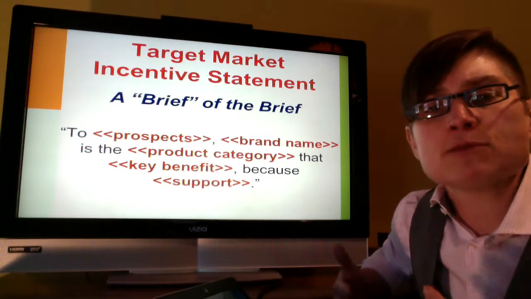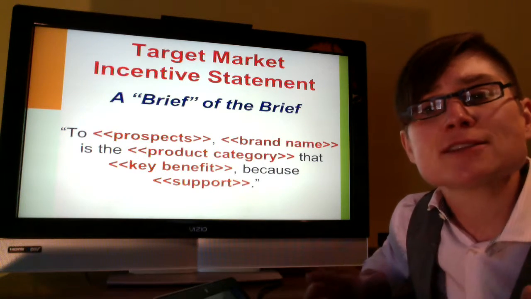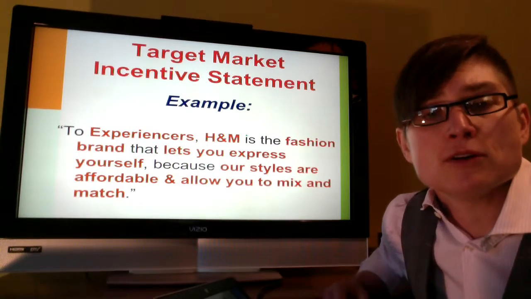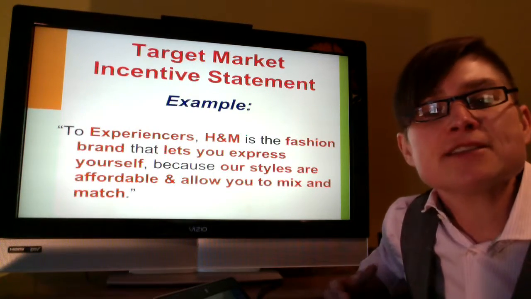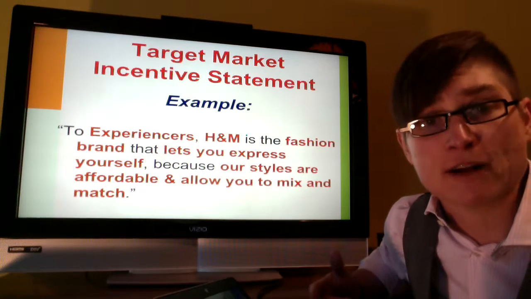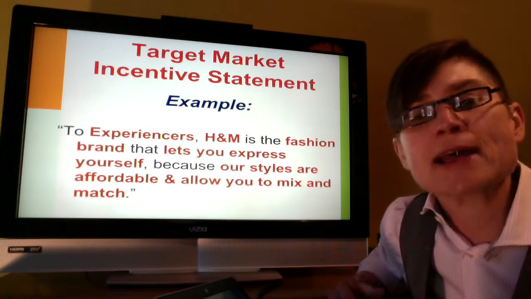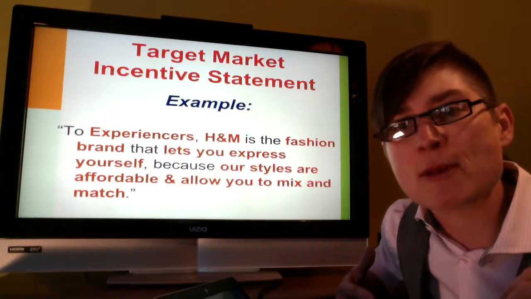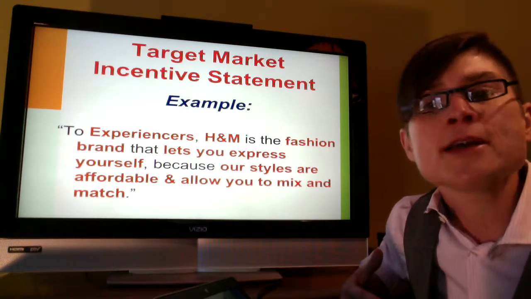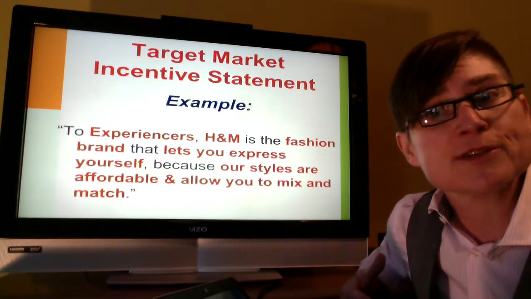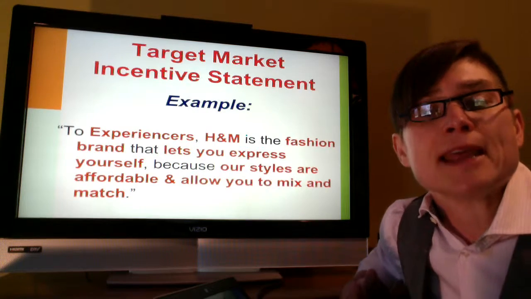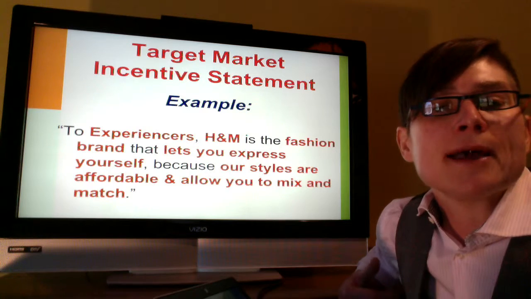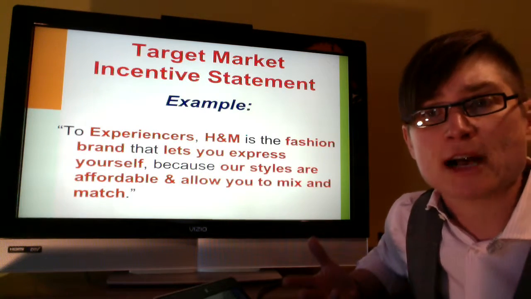So it's kind of like a fill-in-the-blank statement, and it's probably easiest for us to see the target market incentive statement through an example. So for example, to experiencers, H&M is the fashion brand that lets you express yourself because our styles are affordable and allow you to mix and match. So here we have experiencers, and you might remember this as a throwback to our VALS 2 discussion. That's our category that is motivated by self-expression. H&M here is the brand name that we're trying to communicate and to advertise. And the key benefit of letting you express yourself.